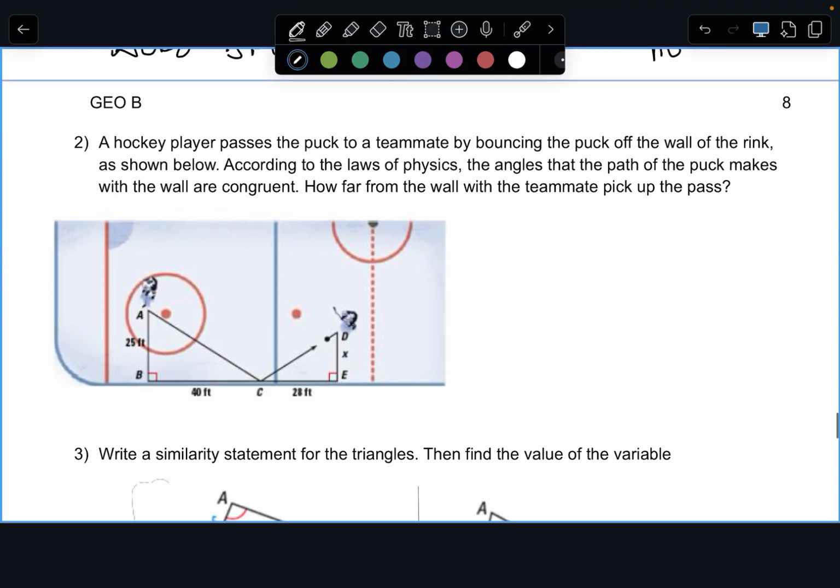Okay. Next example is a little word problem. It says we have a hockey player who's passing the puck to a teammate by bouncing it off of this wall, and then it's going to the teammate. According to physics, the angles that the path of the puck makes with the wall, so this angle right here and this angle right here, are congruent. So let's mark those first. Here's the angles that the puck makes with the wall. And they are congruent. So those are my pink angles.